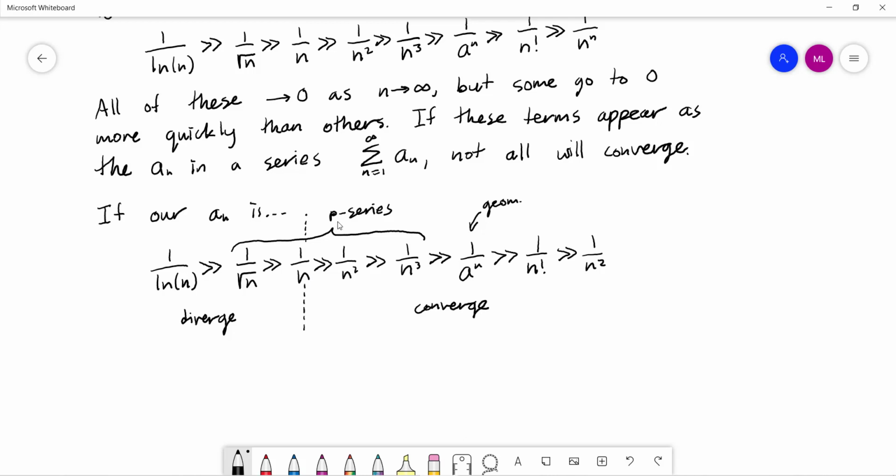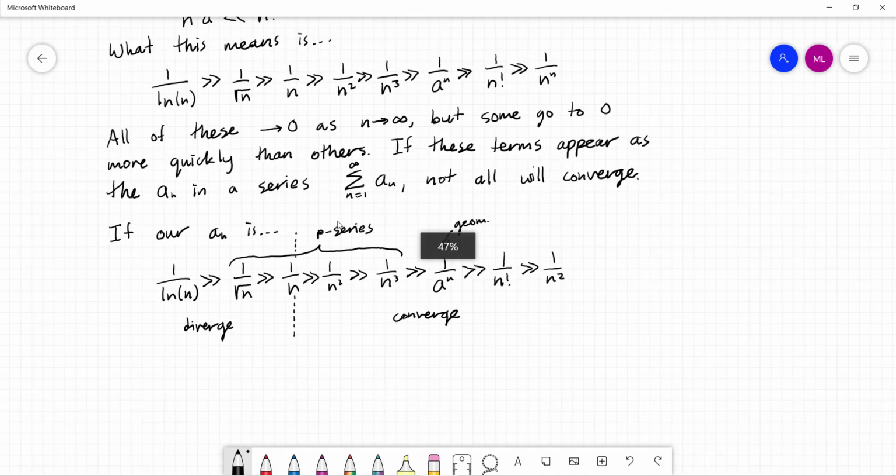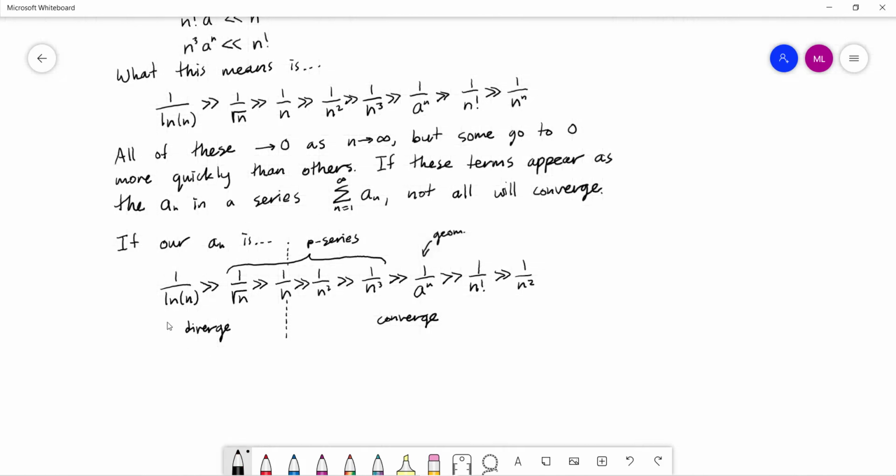So it could literally be 1.00000001. I could have 1 over n to the 1.00001. That's going to converge. But the second I change it to 1 over n to just the first power, that diverges. That is all the difference it takes. So let me erase those. But this is a really important cutoff to keep in mind. Terms that look like this are going to diverge. Terms that look like this are going to converge.